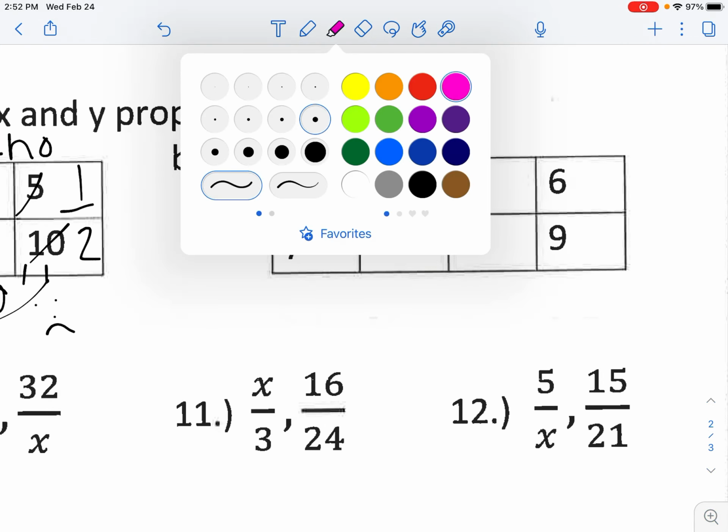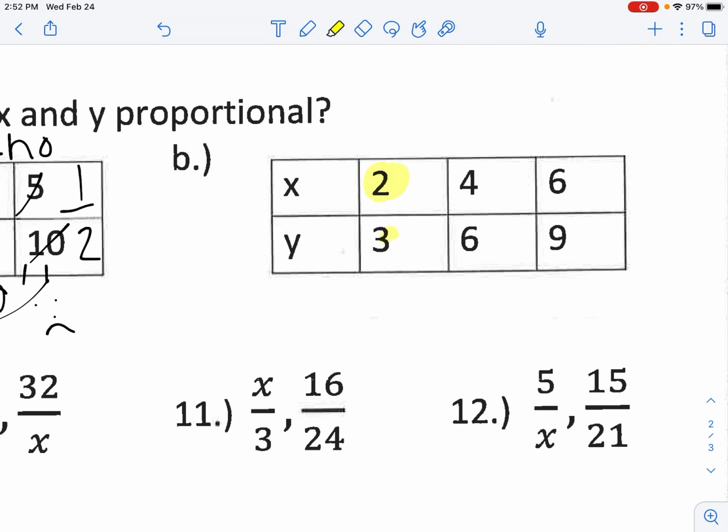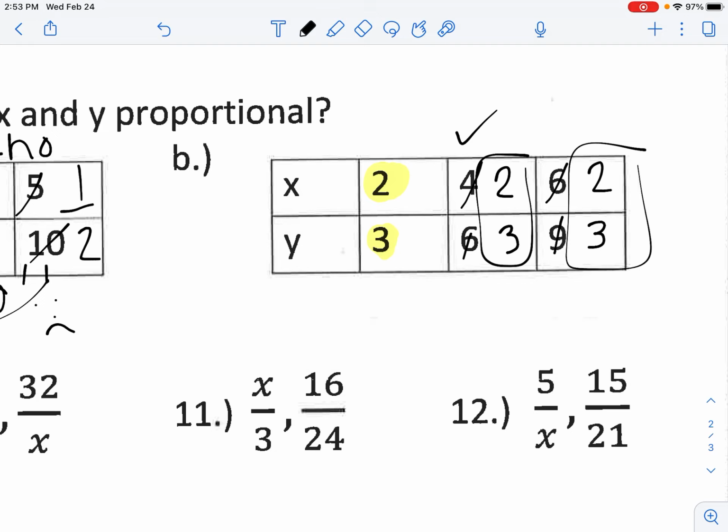When you're looking at a ratio table, you always want to focus on the very first ratio given, 2 to 3. And you want to keep comparing every other ratio back to that first one. So if I reduce 4 to 6, divide by 2, and divide by 2, oh yay, I get 2 to 3. If I focus on 6 to 9, divide by 3, divide by 3, I get 2 to 3 again. Because every ratio in this table reduces to 2 to 3, yes, the ratios in this table are proportional.